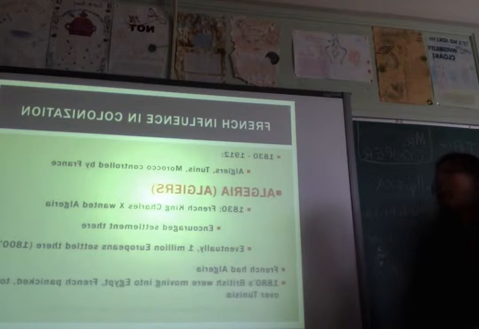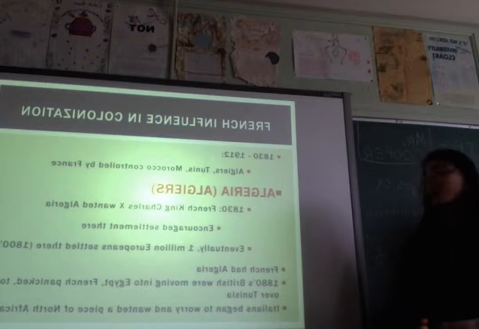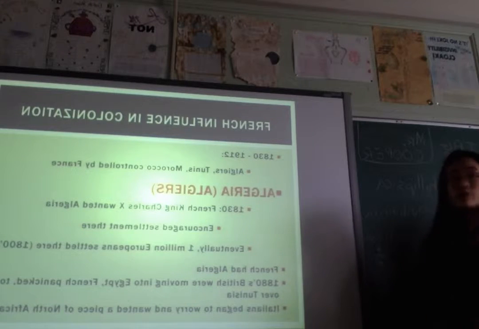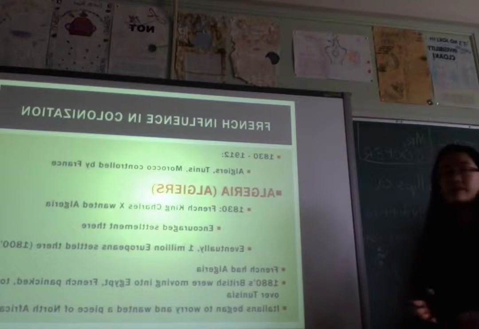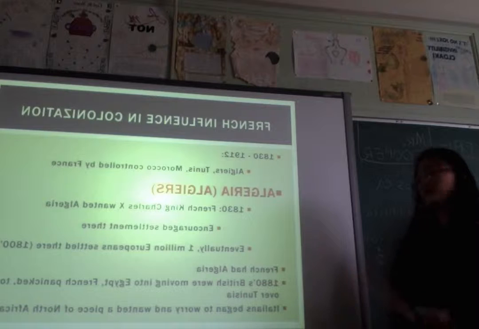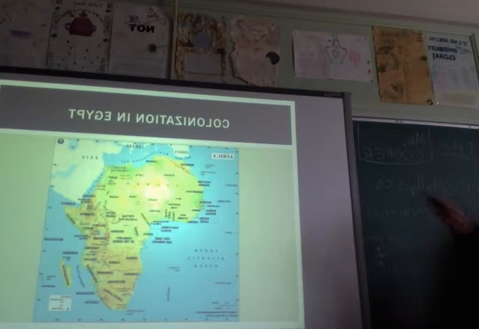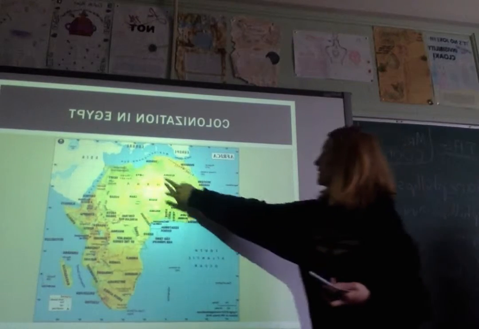So the French had taken over Algeria, and the British were moving into Egypt. So the French panicked, and they took over Tunisia, which sent the Italians panicking as well, because then they were worried that they wouldn't get a part of Africa, so they took a piece of North Africa. So this is a map of where the French had, so right here.